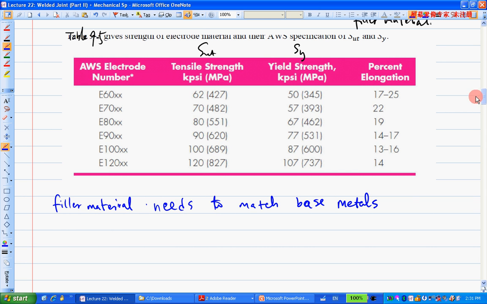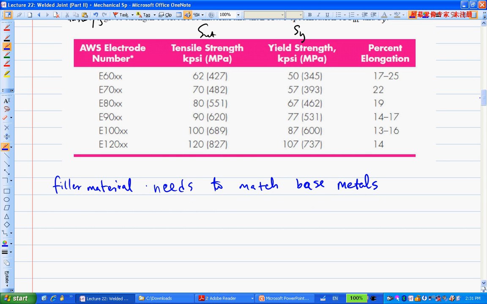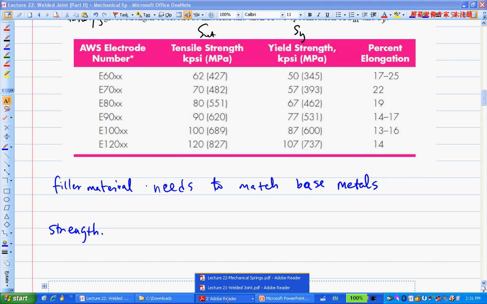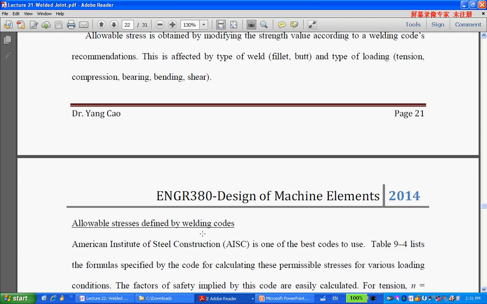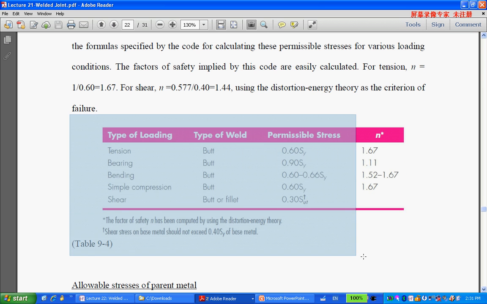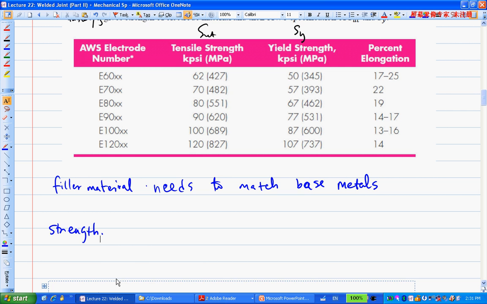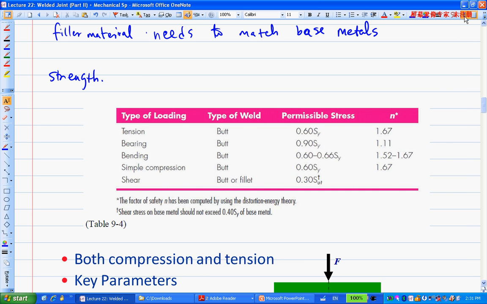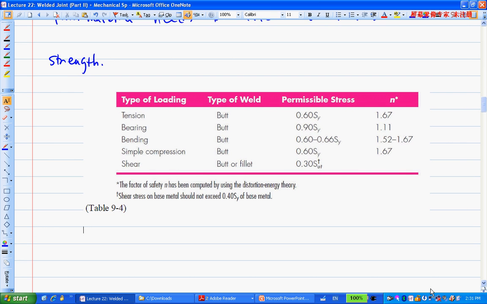Now the next question is, what will be the strengths? How do we get the strengths at this welded joint? The guideline for calculating the strengths is this table 9-4. There are many tables, and 9-4 is this one here. So we basically make use of this table. Let me show you how to make use of this table.